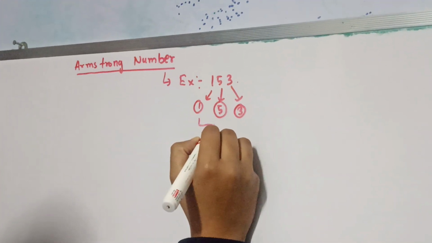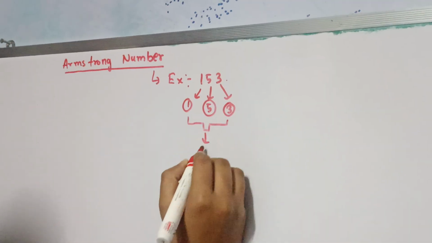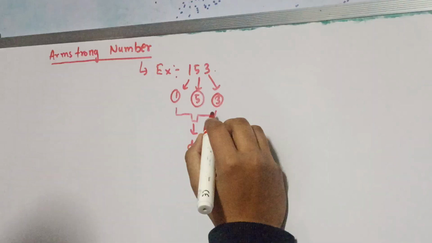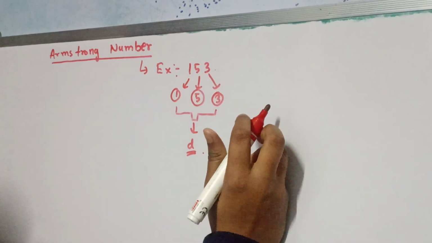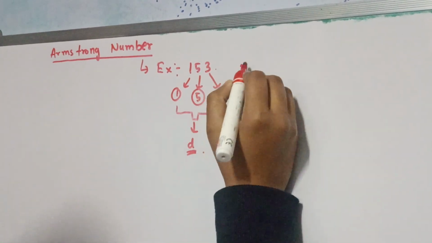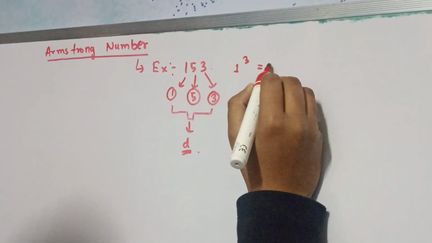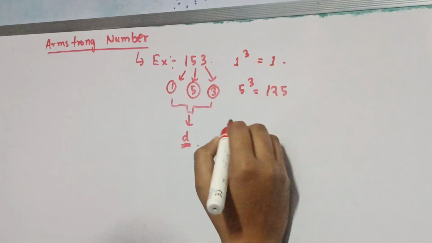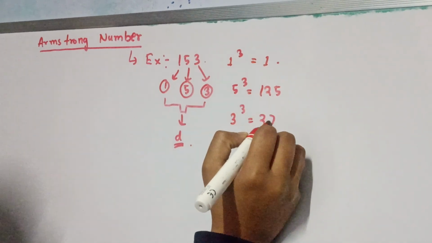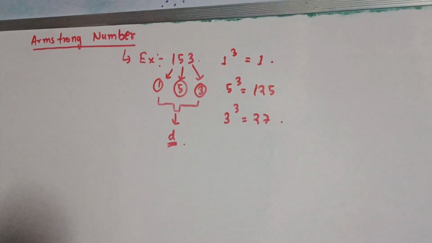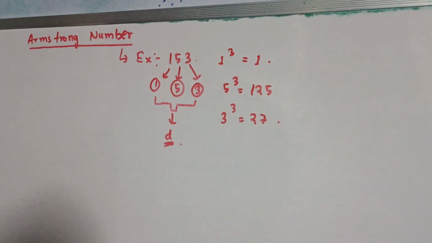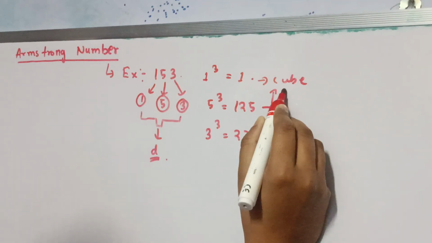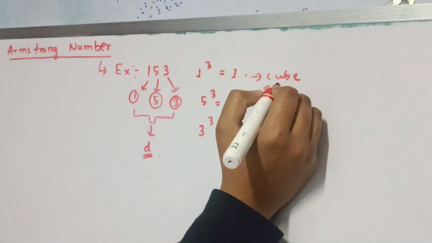And you store these digits in a variable d. Now you calculate the cube of each digit, that is, the cube of 1 is 1, the cube of 5 is 125, and the cube of 3 is 27. Now you perform the cube of each extracted digit and you store these in a variable cube.